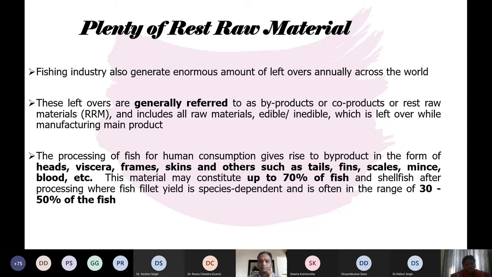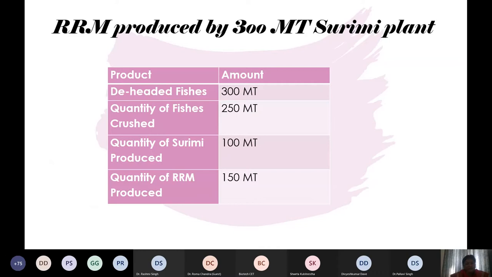Apart from that, we also use a huge amount of water. This is a calculation which I have done based on our processing of fish in a surimi production plant, for the production of 300 metric tons per day. Dehydrated fish is about 300 metric tons, quantity of fishes crushed is 250 metric tons, quantity of surimi produced is 100 metric tons, and quantity of rest raw material produced is 150 metric tons. So almost 50% is produced as rest raw material. We need to create value out of it, otherwise it's just waste.